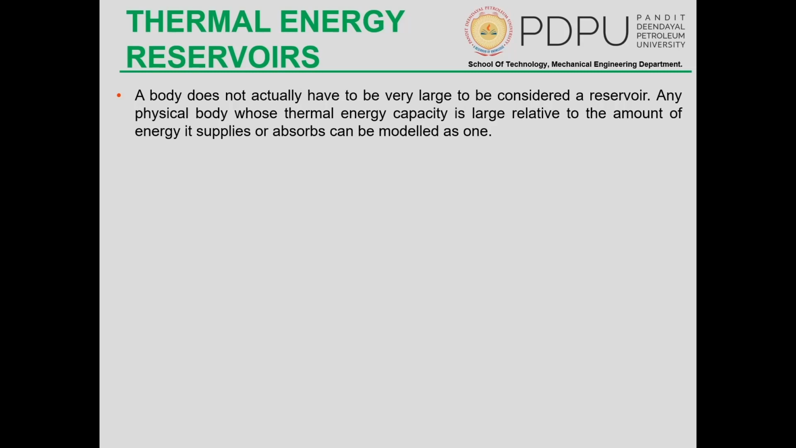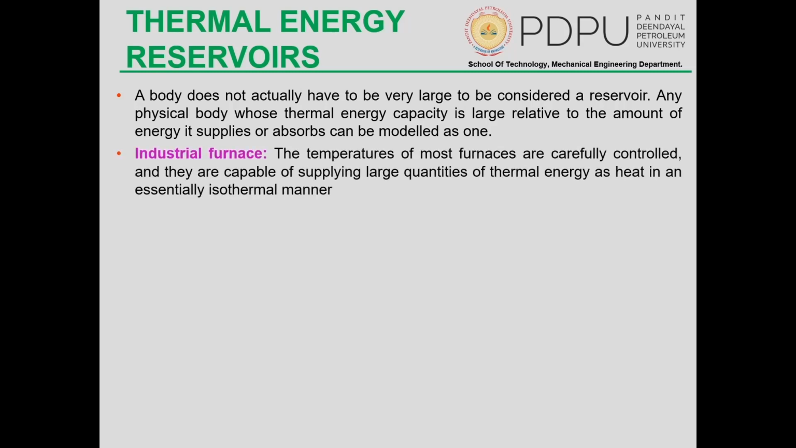You can see the second sentence says any physical body whose thermal energy capacity is large relative to the amount of energy it supplies or absorbs can be modeled as one. So basically, any body which has a certain amount of thermal capacity, but the amount of heat it absorbs or releases is comparatively lower, having no effect on the overall heat capacity or the overall temperature of the system, that system can be called a thermal reservoir. To give an example, an industrial furnace.